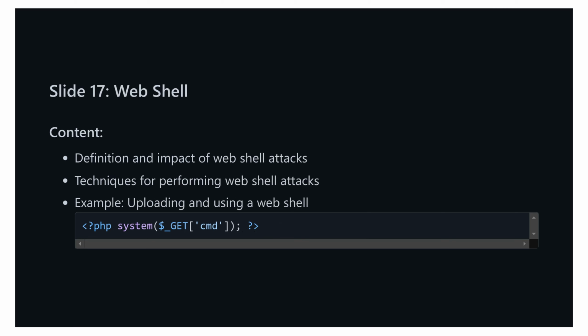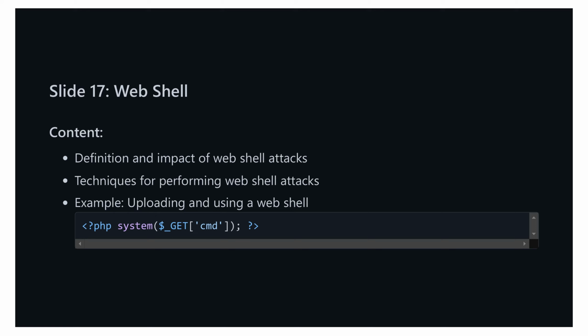Slide 17, Webshell. Now that we've discussed local file inclusion, LFI, and its potential impacts, let's move on to another critical topic, web shell attacks. A web shell is a malicious script that attackers upload to a web server. It's used to gain remote access and control over the server. Essentially, a web shell acts as a command shell that allows attackers to execute arbitrary commands on the compromised server. The impact of a successful web shell attack can be severe, including full control over the server, exfiltration, and further exploitation of the network.